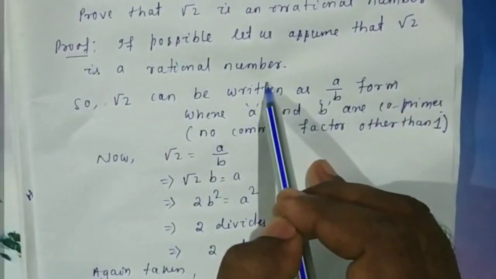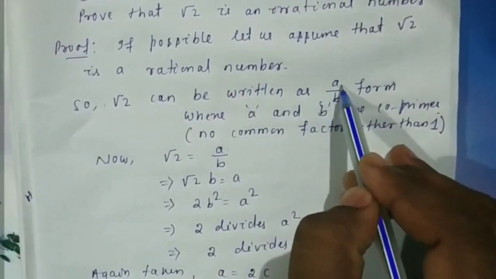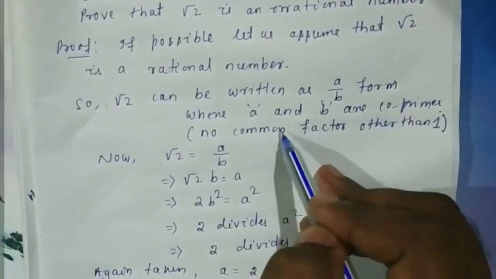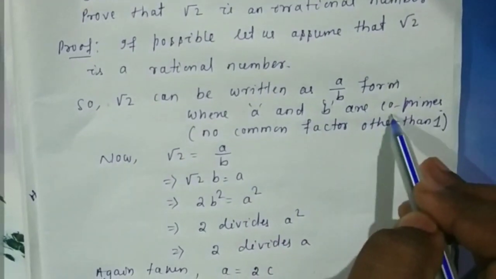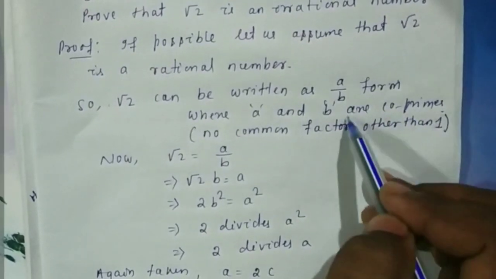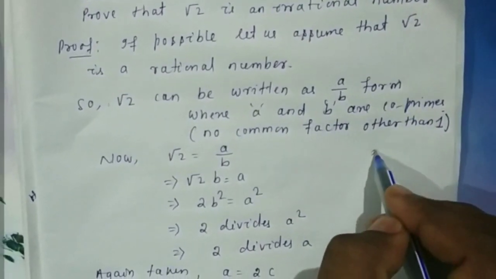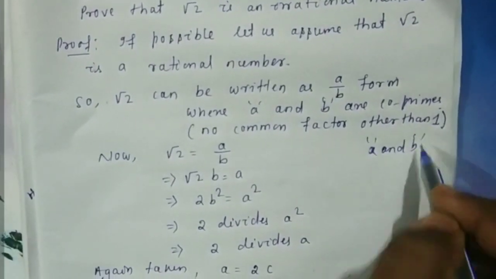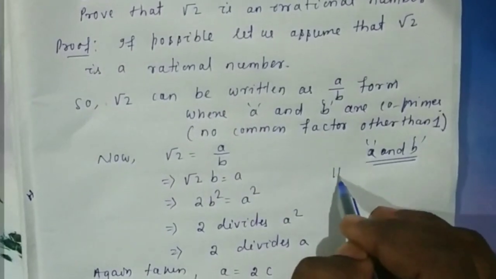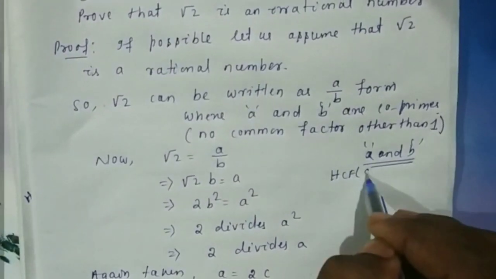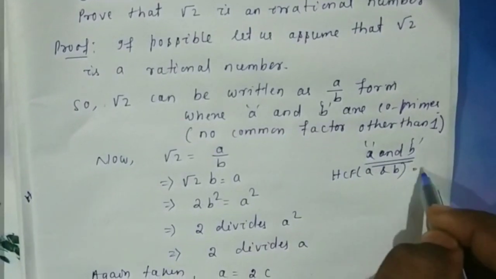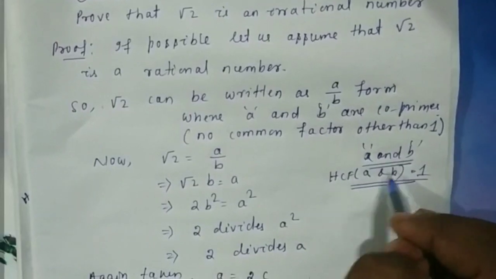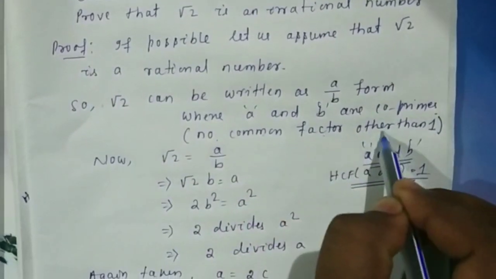You know that a rational number can be written in a/b form, where a and b are co-primes. What is the meaning of co-primes? a and b are co-prime when the HCF of a and b is 1. Then a and b are co-primes. That means no common factor other than 1.